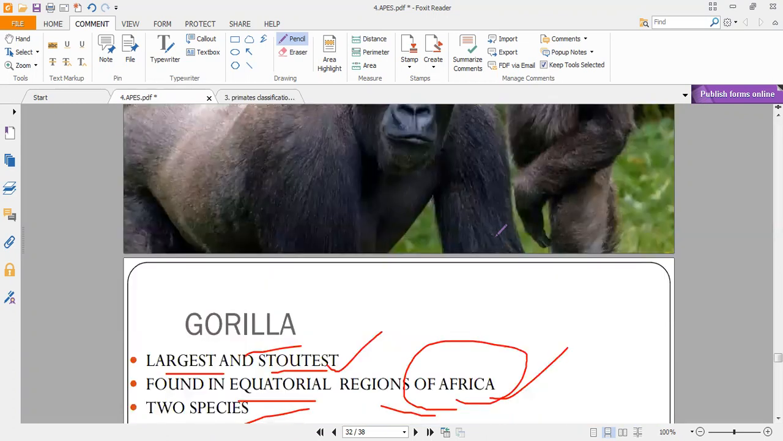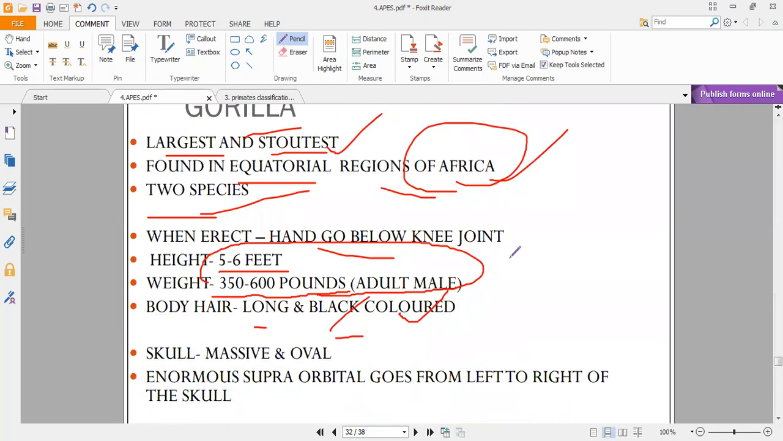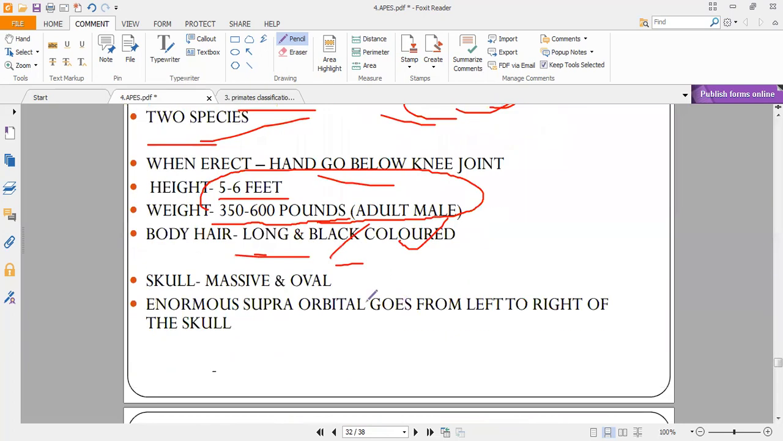And when you talk about red color, red coarse hair, we can find it in orangutans only. And in gibbons, you can find different types of colors, cream color mostly. And in gorilla, it is mostly black in color. They have two species, and again coarse hair.